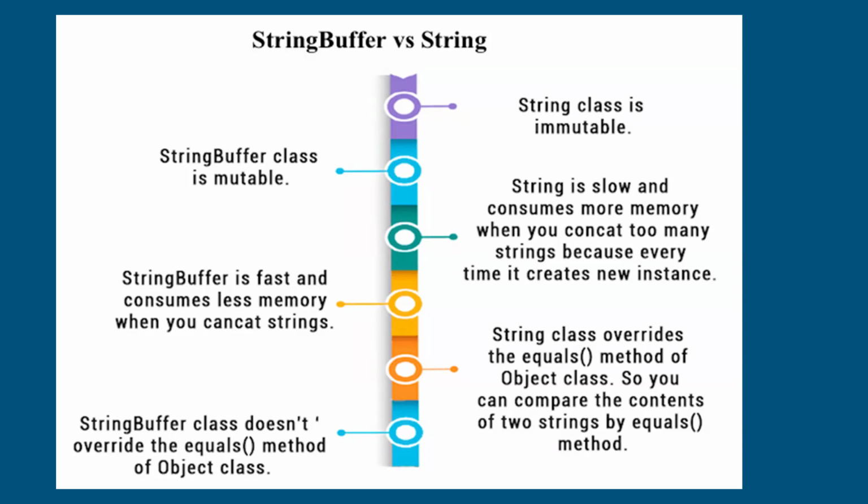Obviously, it is creating a new object there, right? Whereas StringBuffer is what? Fast, and it consumes less memory when you concat or append. Why? Because, as I said, whenever we append to the existing string, rather than creating a new one, it is modifying the existing one. I'll show you diagrammatically so that you can understand it better.